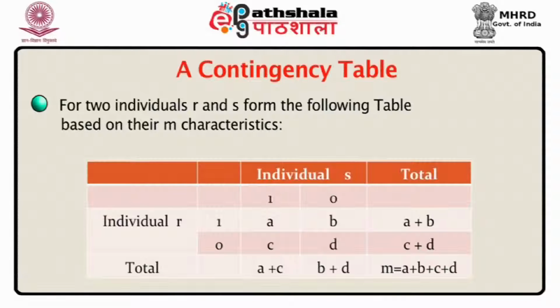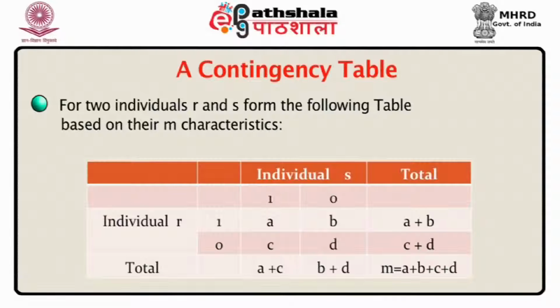Again, among the M characteristics, R has 1 and S has 0 in B of such characteristics. R has 0 and S has 1 in C of these characteristics, and both R and S have 0 in D such variables. So the sum of all this, A plus B plus C plus D, should come out to be M, and we also have what is referred to as the marginal totals.